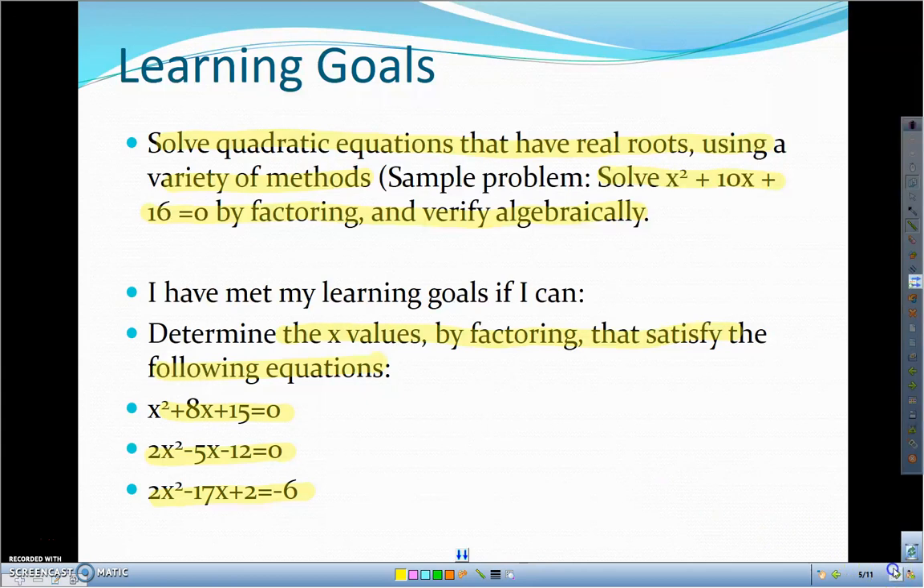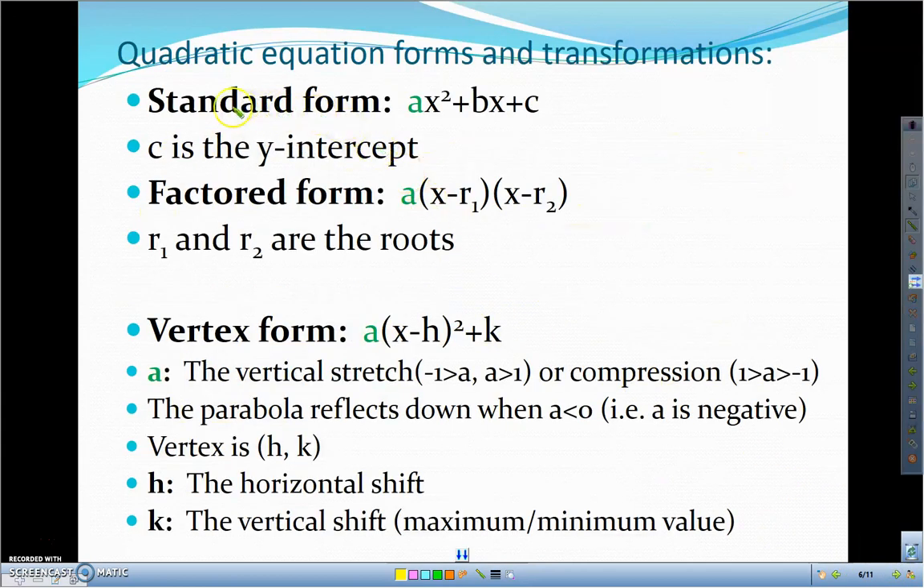I know I've met my learning goals if I can determine the x values by factoring that satisfy the following equations. So this could be your self-assessment at the end of this, and each one of these questions varies in its level of difficulty. Just a quick recap, the big picture of these units is to look at going between different forms, but specifically we're going to be looking at this one here today, which is the standard form, and we're going to be setting it equal to a value. And it's also going to be related to this here, because eventually what we're going to do is convert from standard form to factored form and then use that to solve.